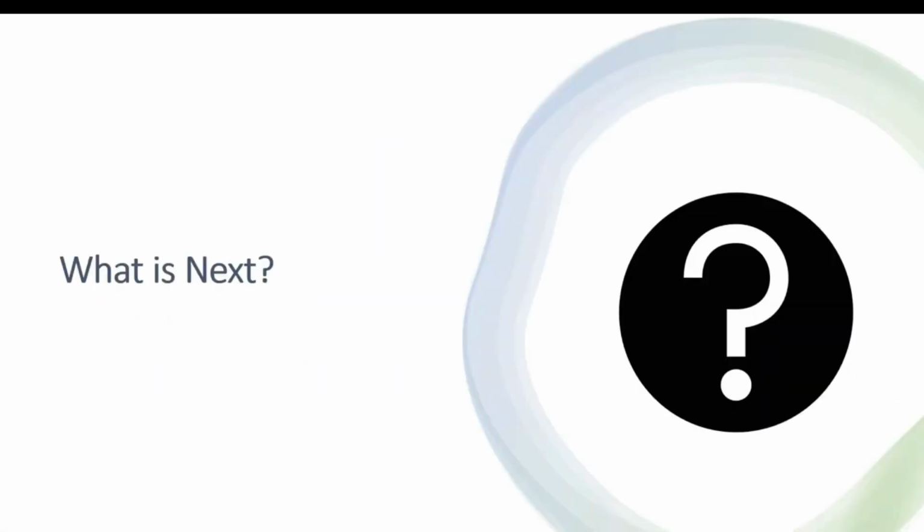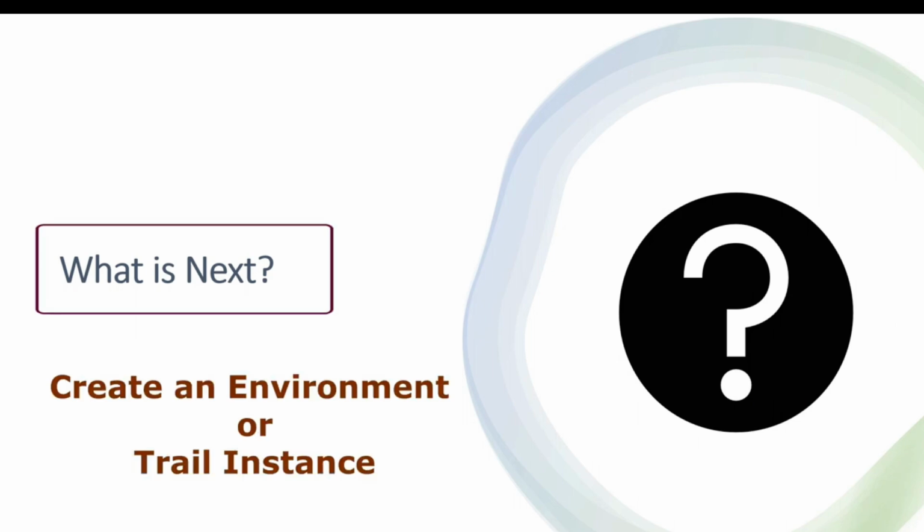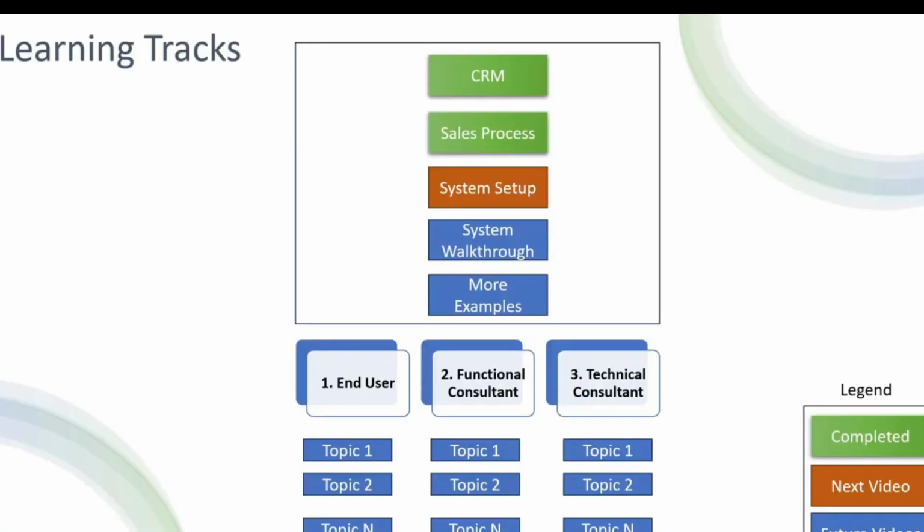So what's next? We will create a trial instance so that you can play around with it as we learn each topic. How is our learning track going to look? In the last video, we learned what CRM is. In this video, we learned what the sales process is. In the next one, we will do the system setup, which means setting up the trial instance, which is not a cloud system, so that you can follow along as you listen. Then there will be multiple videos on each topic.